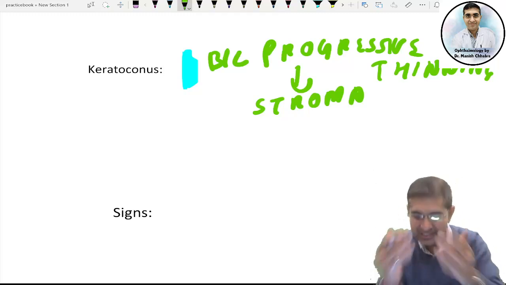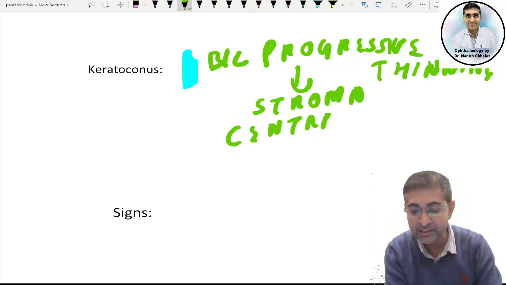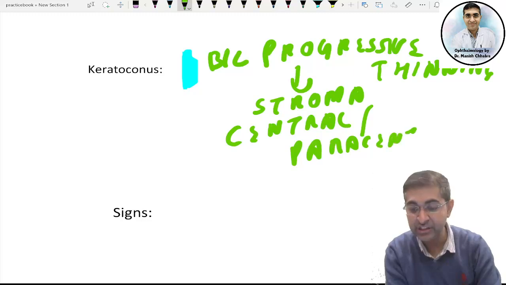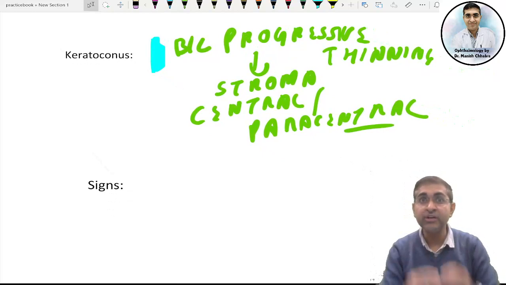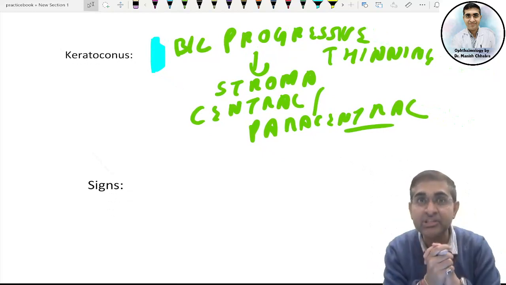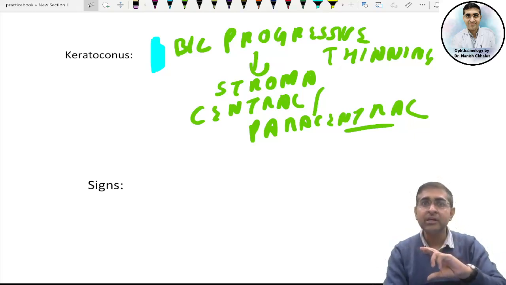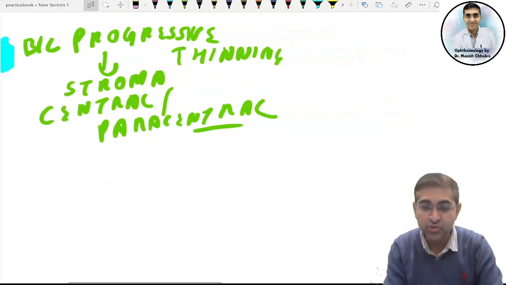Yes, just write it with me. Central, I am just writing the key points. Paracentral region with apical protrusion, which ultimately leads to irregular astigmatism. Now, what are the conditions with which keratoconus may be associated?